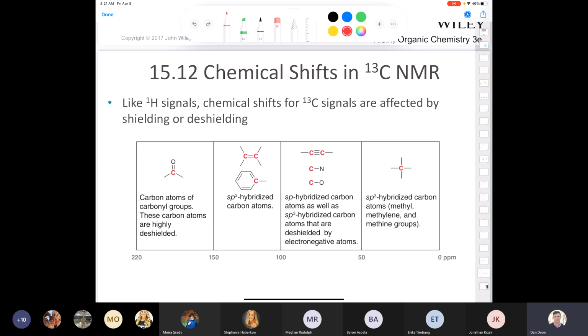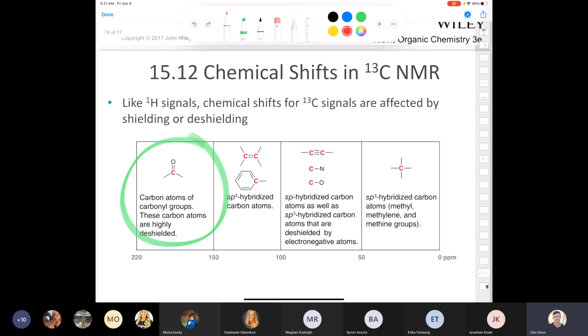I'll even skip right to the end here. I was going to start at this end, but I'll start at the opposite end. You take a look at the carbon of a carbonyl. It's the one that's going to resonate at the highest frequency and have the highest chemical shift. Why? Because you have the electron withdrawing group, the oxygen attached directly to the carbon, so that has a strong electron withdrawing effect, which causes them to be highly deshielded and thus resonate at a higher frequency and thus have a higher chemical shift.